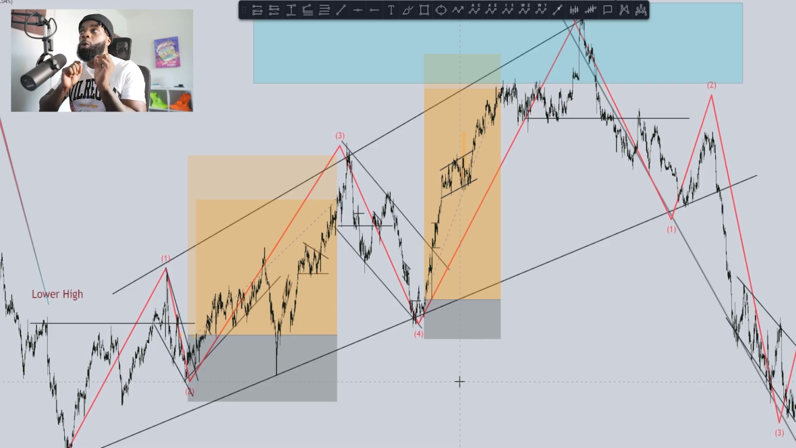So we are on the 1-hour time frame right now, looking at alt USD. However, I said this is a 5-minute scalping strategy, and yes, this is a 5-minute scalping strategy.